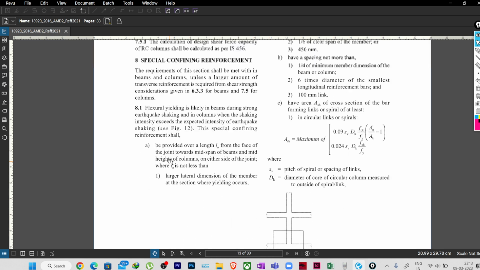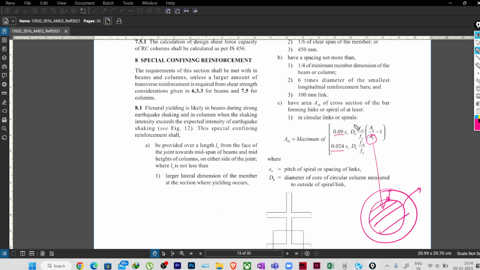Now we can see for the circular and spiral also, right? So this is the diameter. If it is a circle, it is something like this, and you're providing a link like this. So this is my core area. If you know this diameter, you can find the core area by deducting this. You will get the diameter, and pi by 4 d square gives the core area, which is this AK. Just these factors have changed. Other than this area, earlier it was H, now it is DK.